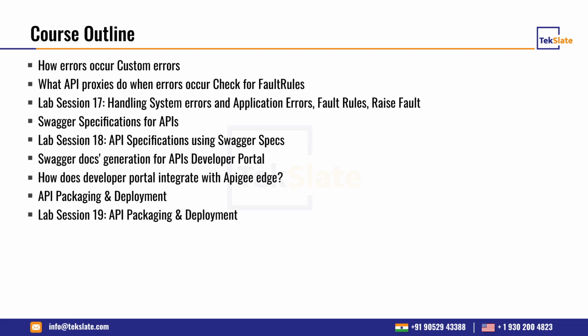What exactly is Swagger? How do you define the specification for Swagger? What are the use cases and how does Swagger fit in with your overall API program, and how can Swagger be easily embedded into Apigee, and how you can publish the Swagger specs on the Apigee developer portal.